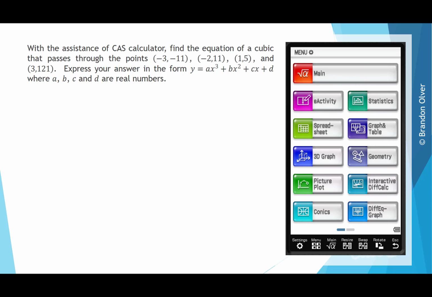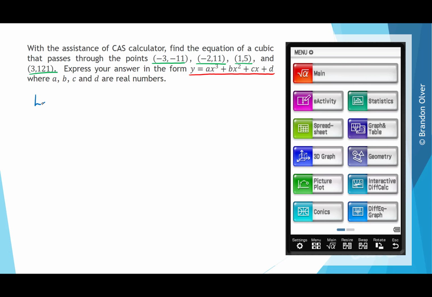With the assistance of a CAS calculator, find the equation of a cubic that passes through the points (-3, -11), (-2, 11), (1, 5), and (3, 121). Express your answer in the form y equals ax cubed plus bx squared plus cx plus d, where a, b, c, and d are real numbers.